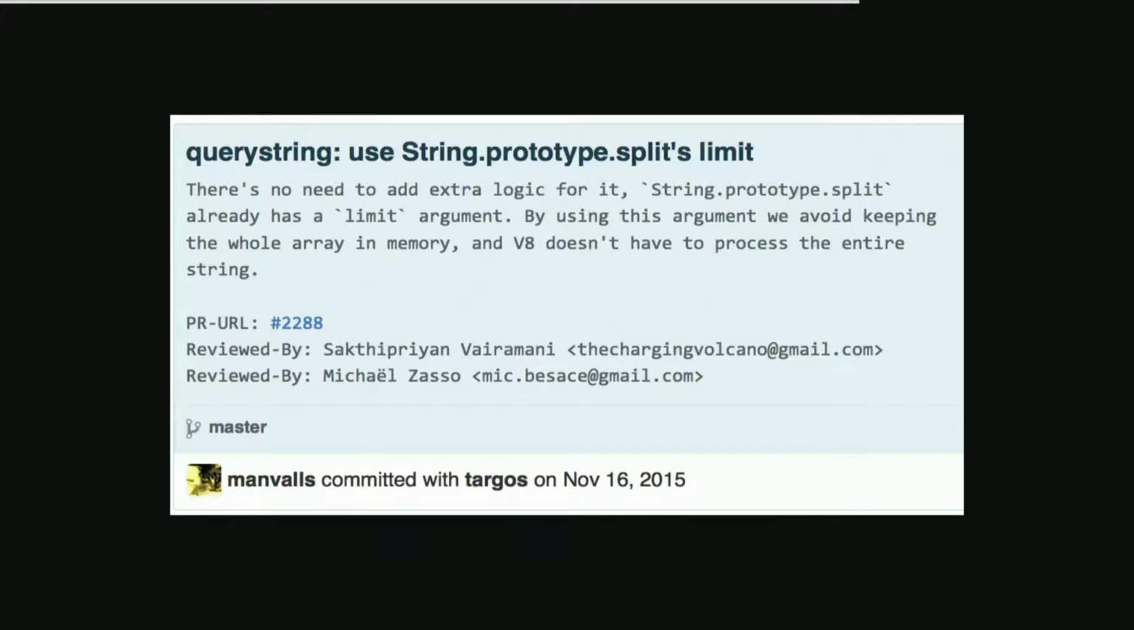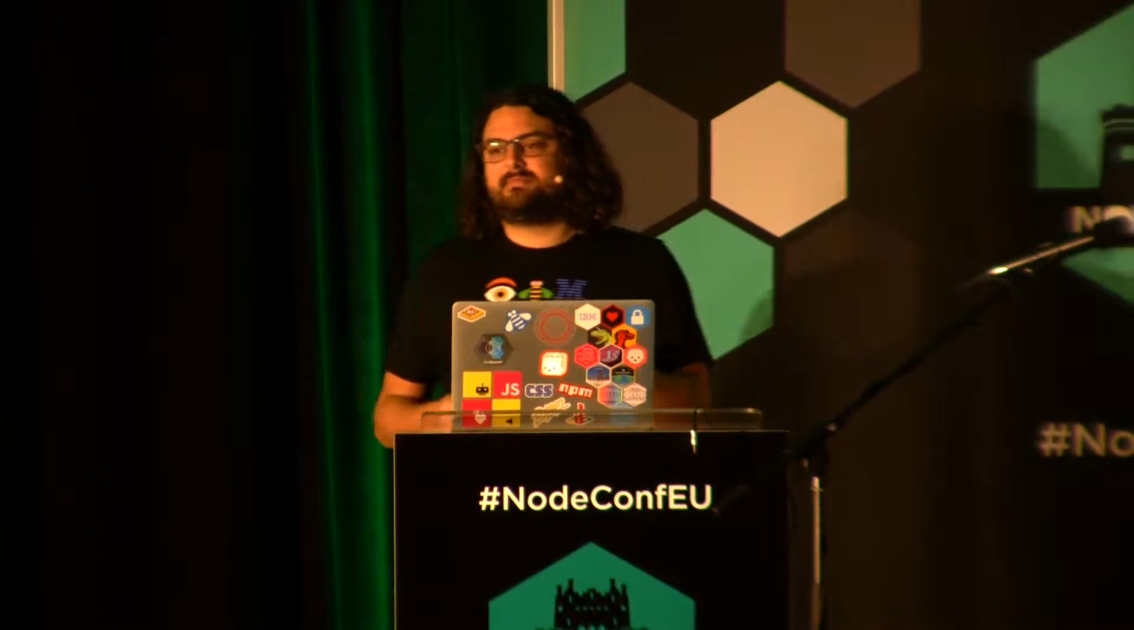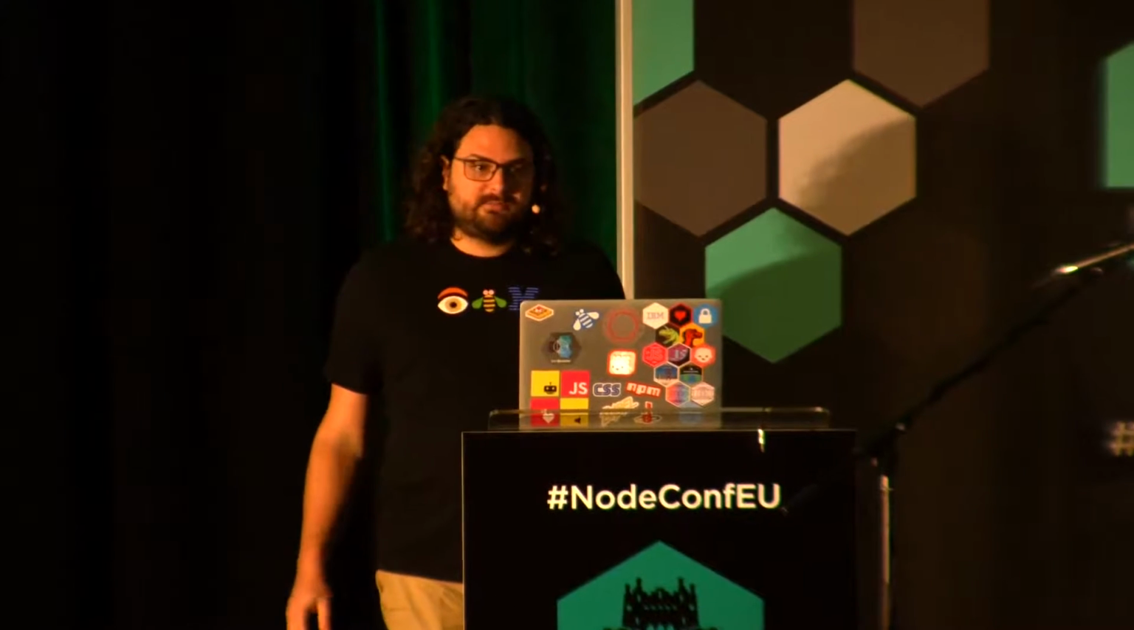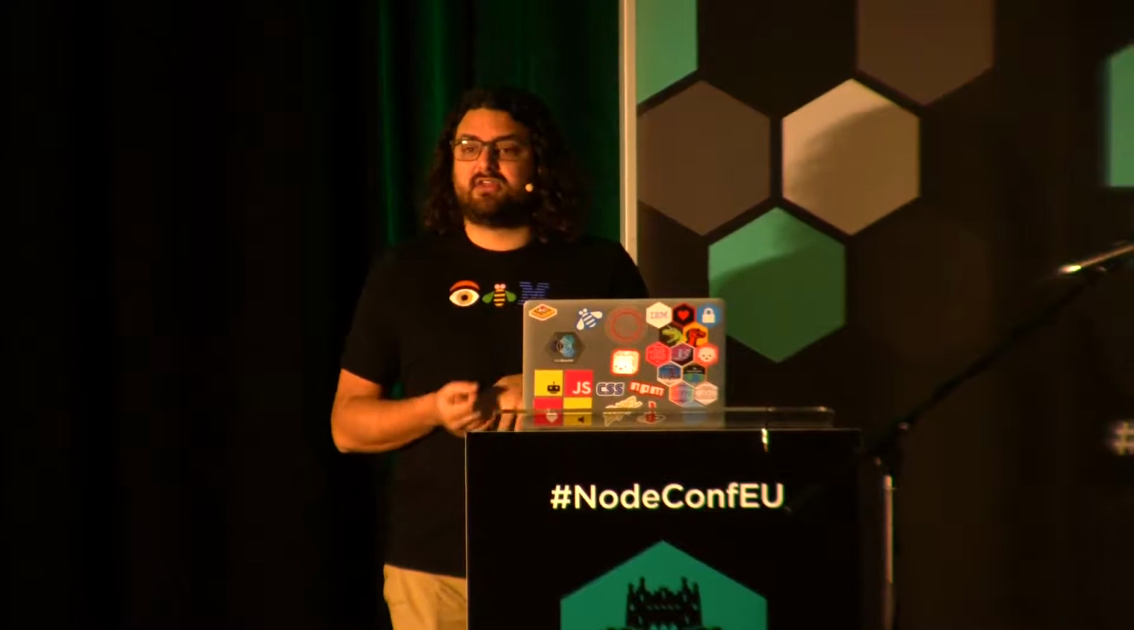It was actually a really great optimization. Query string has the ability to be given a max keys argument. What we were doing before is parsing everything. We had an array, and then we would just take a subset of that array if it was larger than max keys. This is a problem in the sense that those array methods are slower, and also in the sense that we were creating all this extra garbage.